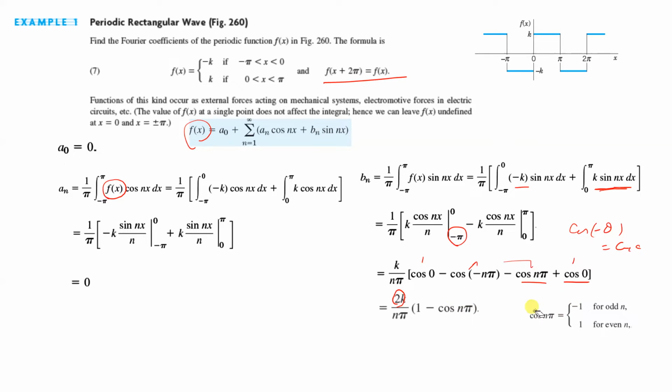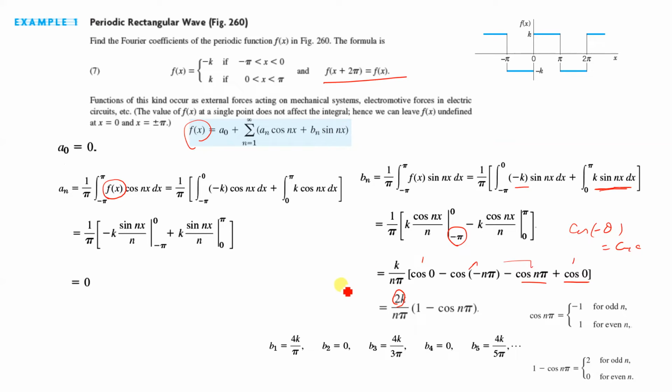That is, cos of n pi is minus 1 when n is odd, and cos of n pi is 1 when n is even. So when cos of n pi is 1, the value of bn becomes 0, whereas when cos of n pi is minus 1, the value of bn becomes 4k over n pi.